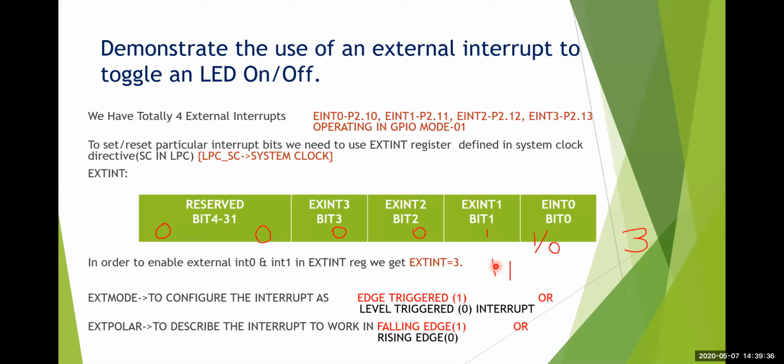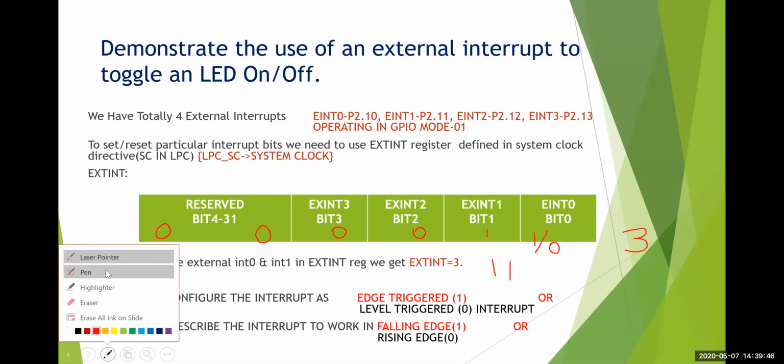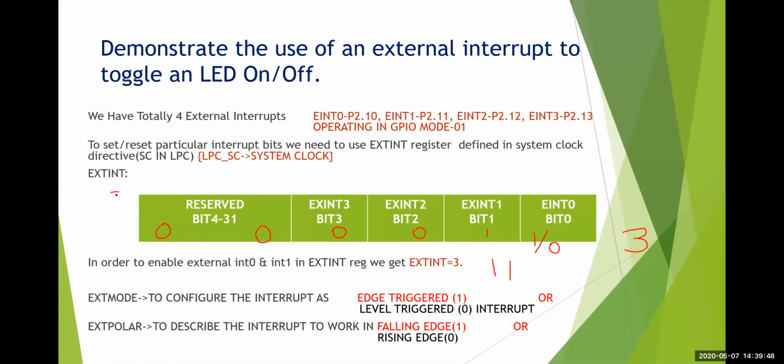To make the interrupts work in these configurations, we have two more special function registers of 1 bit size. The special function register external interrupt is of 32 bit size, whereas external mode is of 1 bit size and external polar is also of 1 bit size. If this particular bit is equal to 1, then whatever interrupt is enabled will be working in edge triggered operation.